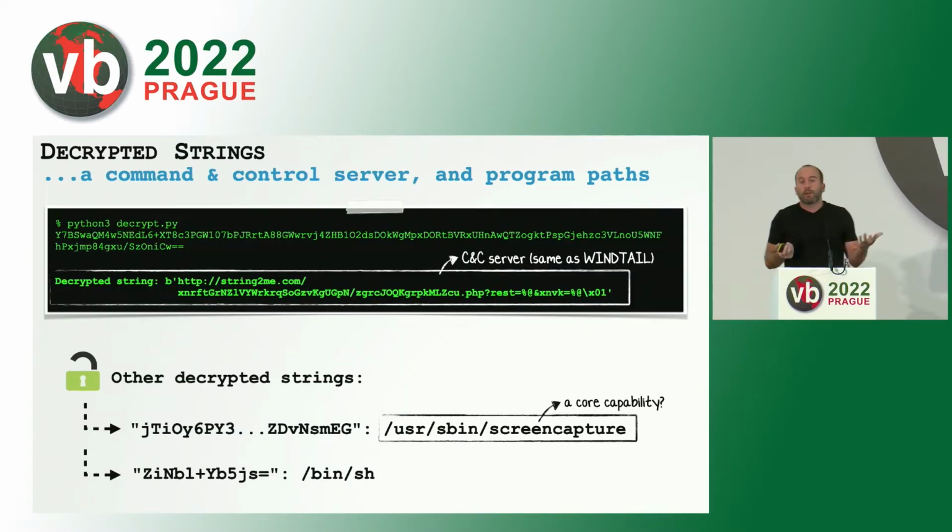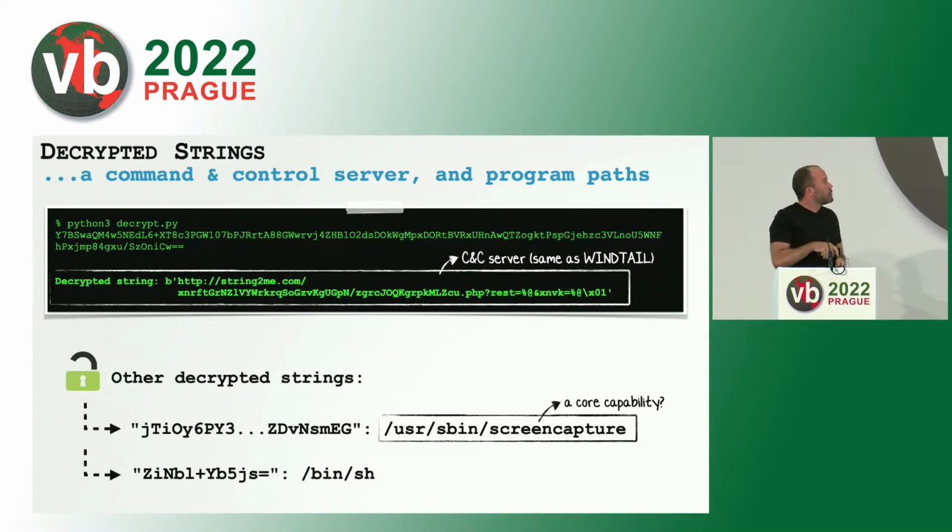So what do the encrypted strings contain? Well, there's not a ton of them, but first and foremost, we get the command and control server, string2me.com. This is great because now we know what this malware talks to. Also worth pointing out, this is the same command and control server that the WindTail malware talks to, the first stage implant. Not too surprising, same APT group, using the same command and control server.